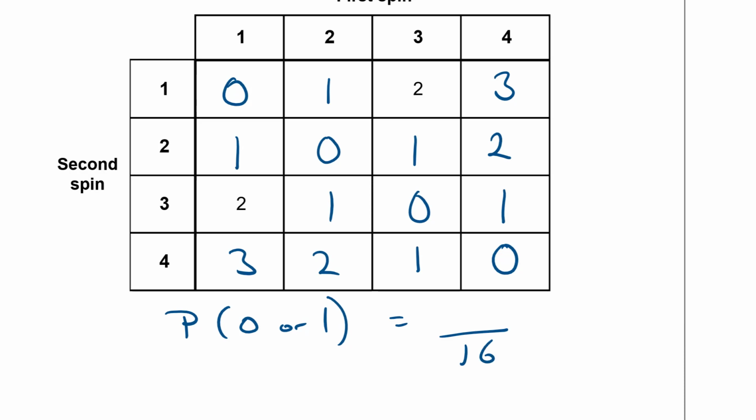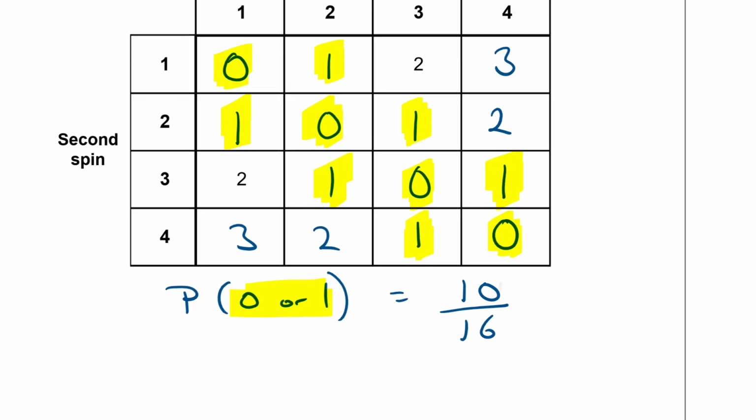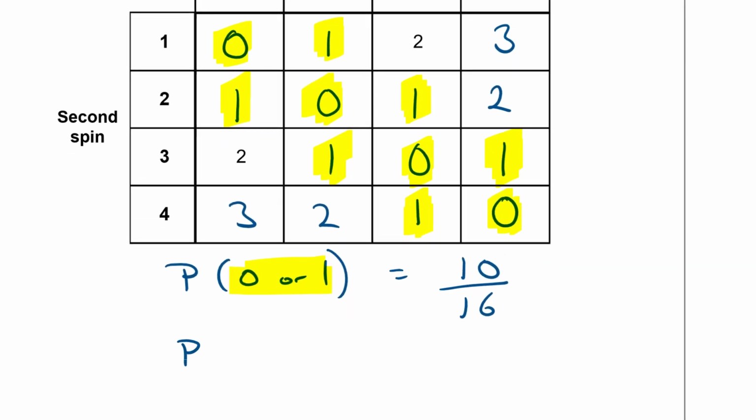I've got 4 rows of 4. And how many of those outcomes are 0 or 1? Let's count them. 1, 2, 3, 4, 5, 6, 7, 8, 9, 10. So there's actually 10 outcomes that are 0 or 1, giving you a probability of success of 10 out of 16. Whereas the probability of getting a 2 or a 3, how many of those are there?